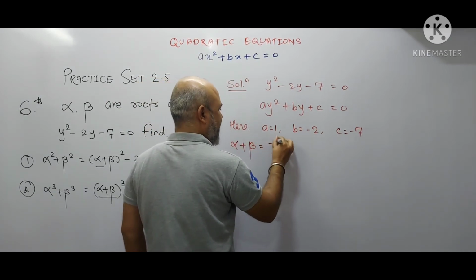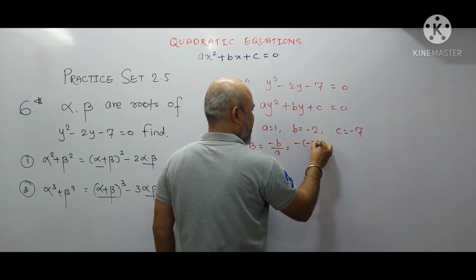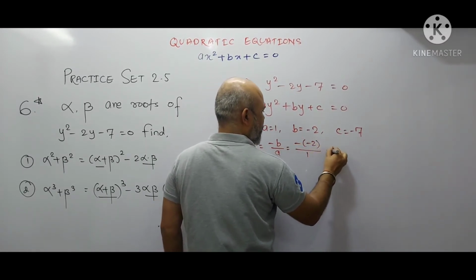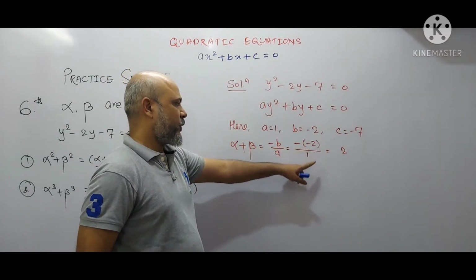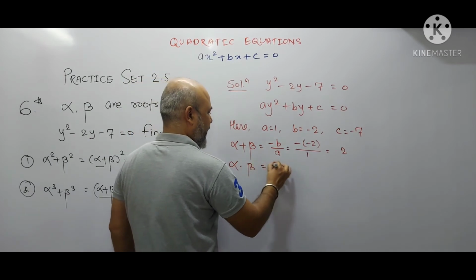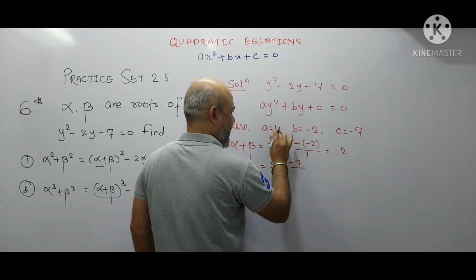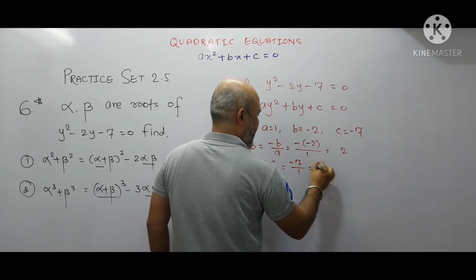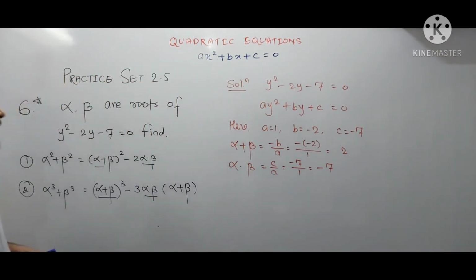And now we'll find the value of alpha plus beta. Alpha plus beta is minus b by a. So minus b is minus 2, a is 1. So this will be plus 2, because minus minus becomes plus, 2 upon 1, that is 2. And we'll find the alpha into beta, that is c upon a. C is minus 7, a is 1. So this will be minus 7 upon 1 is minus 7. Clear? And now we'll find the value of alpha square plus beta square.